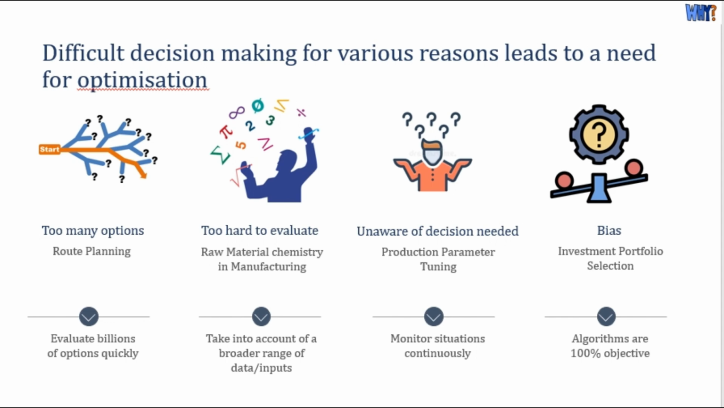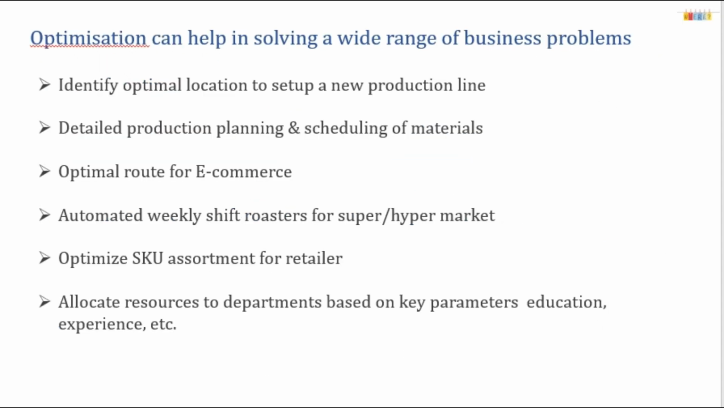The next is human bias. People can be biased towards certain decisions. Let's take investment portfolio optimization as an example. Without optimization, decisions might be biased by personal preference rather than the best financial strategies. But the algorithm would be 100% driven by the objective. So now we have discussed why we need optimization.